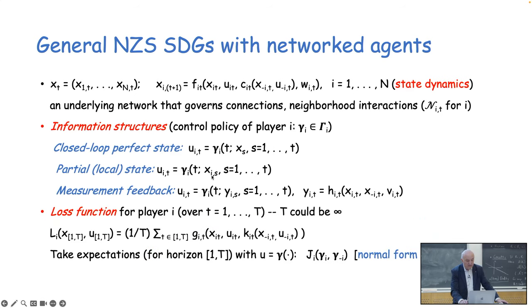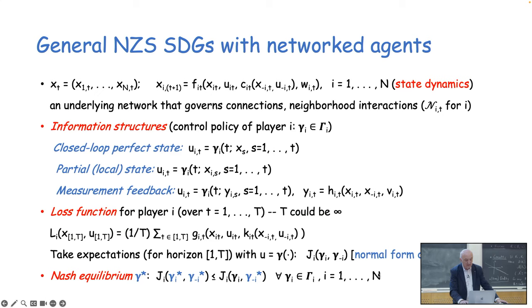And so this information, for example, partial local state information, may not be available all the time. And then there is the loss function, of course, which determines the performance that an agent will have based on its own actions as well as on the actions of other agents, and depends on the states of other agents as well. And so you take the expectation over the time interval, with the policies of the agents, which are obtained according to the underlying information structure. And that leads to the normal form of the game. So the equilibrium, Nash or Stackelberg, is defined in terms of the normal form of the game.